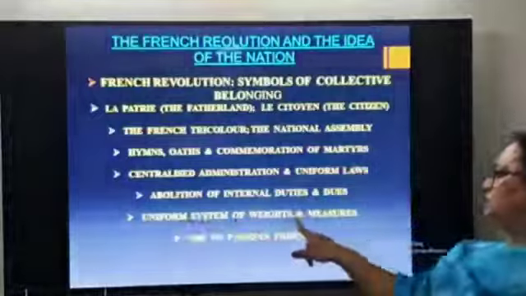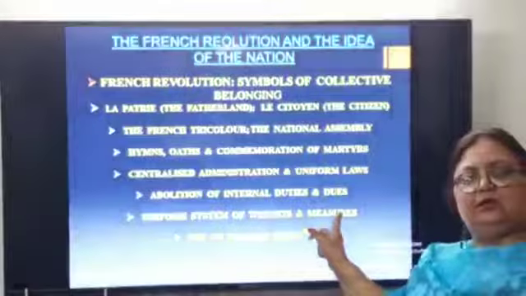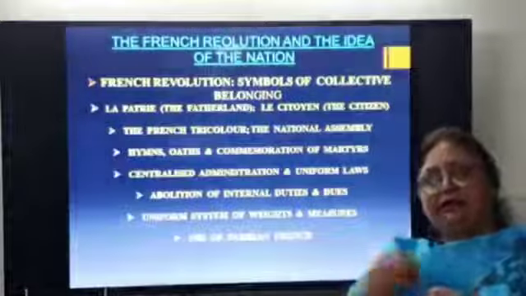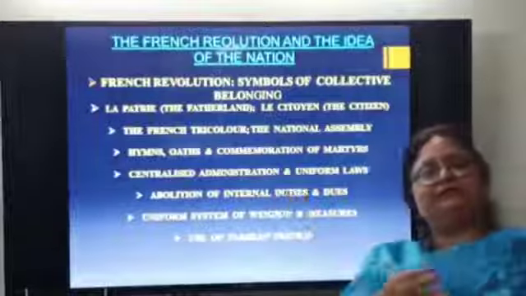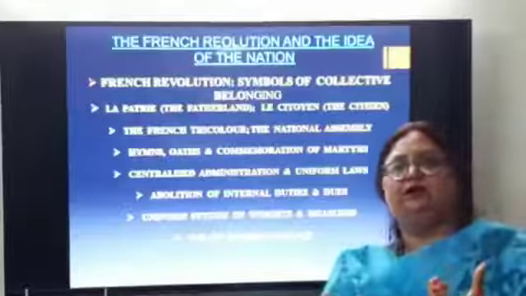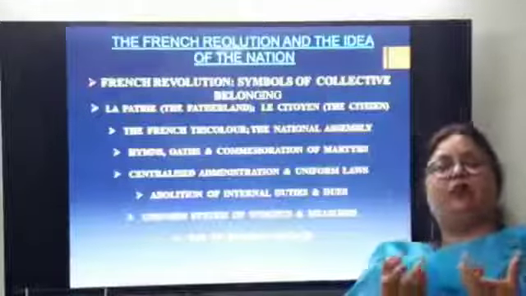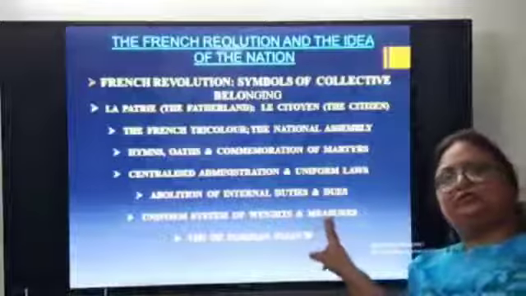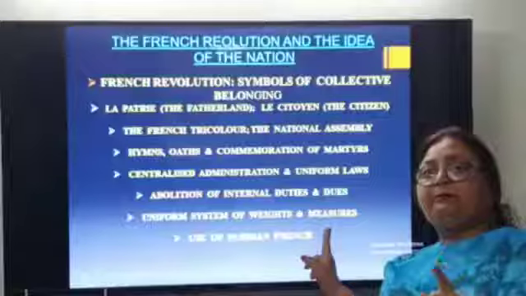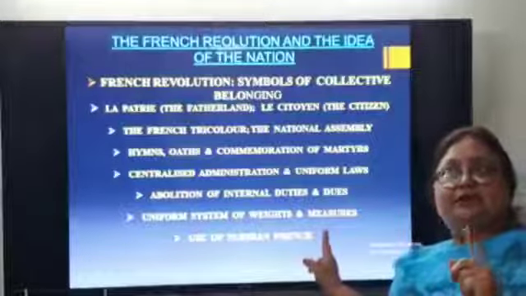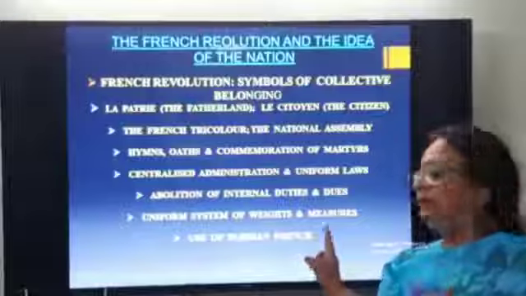There was a uniform system of weights and measures. The different territories had their different measures, different weights. But after 1789, a uniform system of weights and measures was adopted, and this, if you remember, came with Napoleon in 1799 when Napoleon came into power.